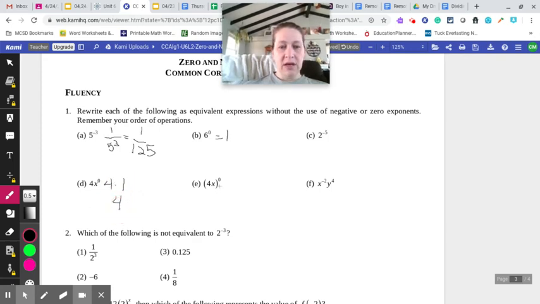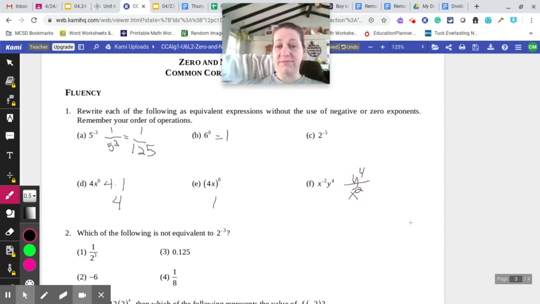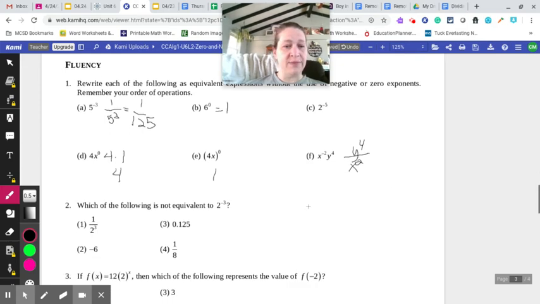Okay, let's look at E. Anything to the 0 power is 1. So 4 times x to the 0 is 4. Okay, now when we're looking at positive and negative exponents, the positive exponent is going to go on the top, so y to the 4th. The negative exponent is going to go to the bottom, x to the 2nd. Okay, that's all you need to do with that one because there's no numbers to figure anything out.